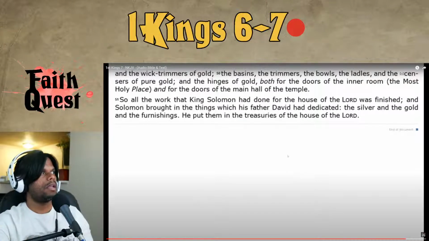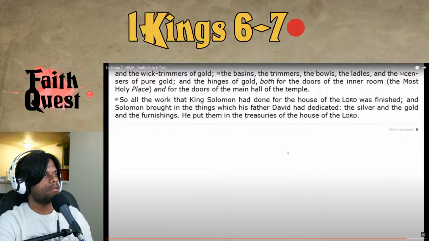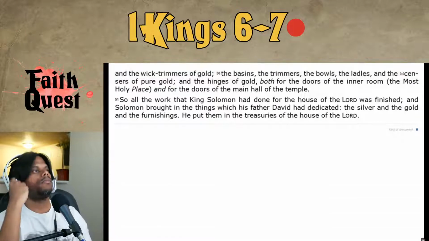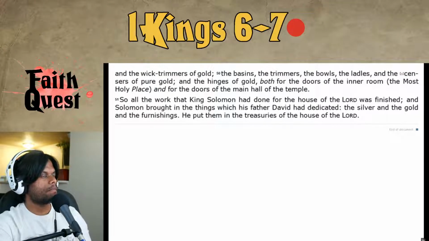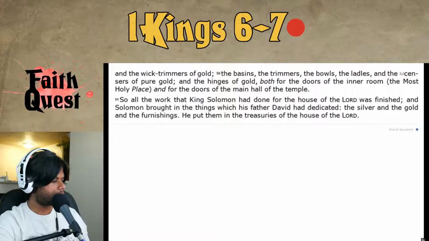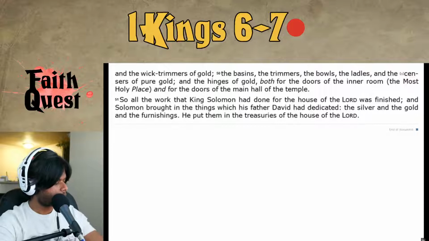The ladles and the censers of pure gold, and the hinges of gold, both for the doors of the inner room, the most holy place, and for the doors of the main hall of the temple. So all the work that King Solomon had done for the house of the Lord was finished. And Solomon brought in the things which his father David had dedicated, the silver and the gold and the furnishings. He put them in the treasuries of the house of the Lord.